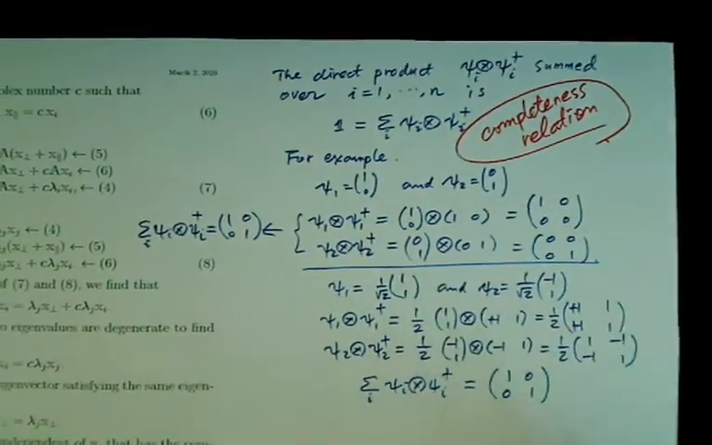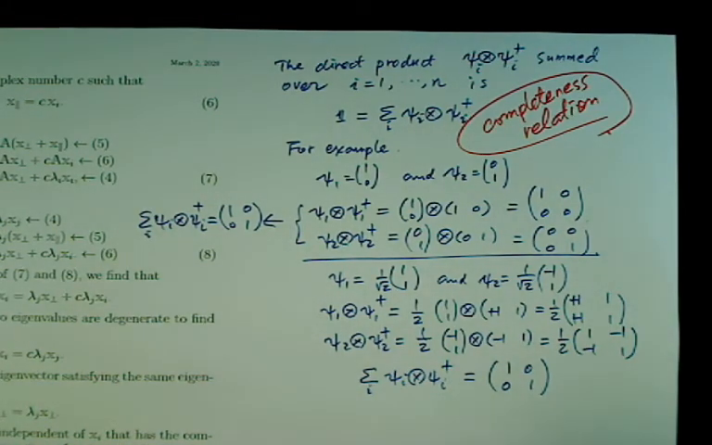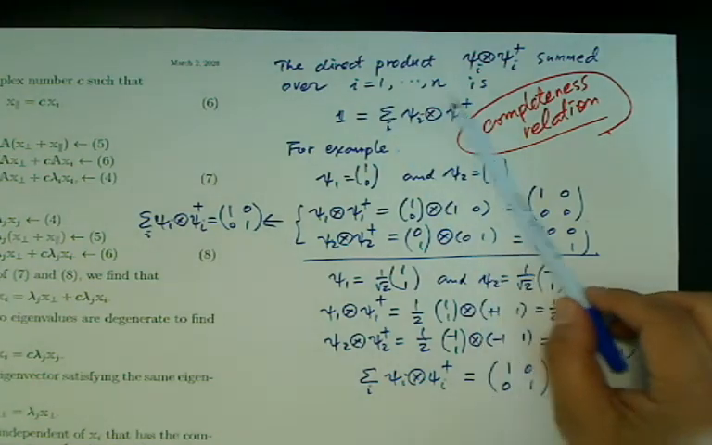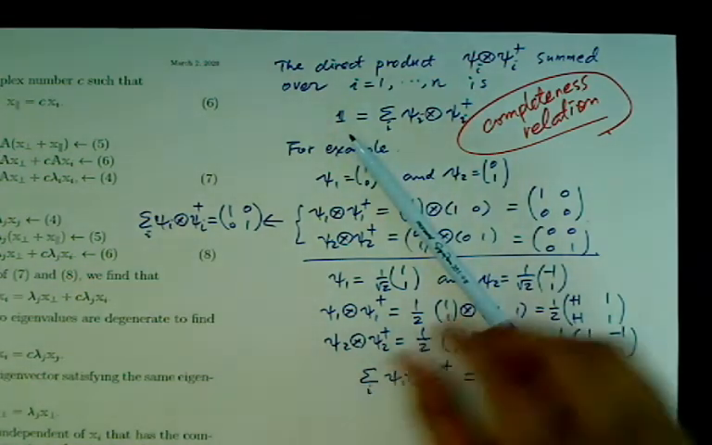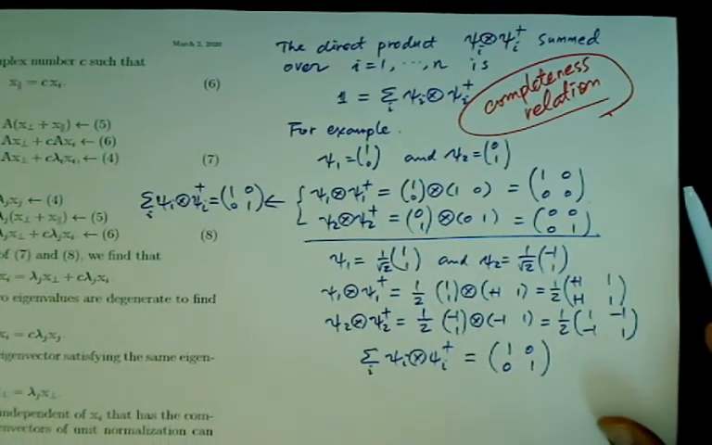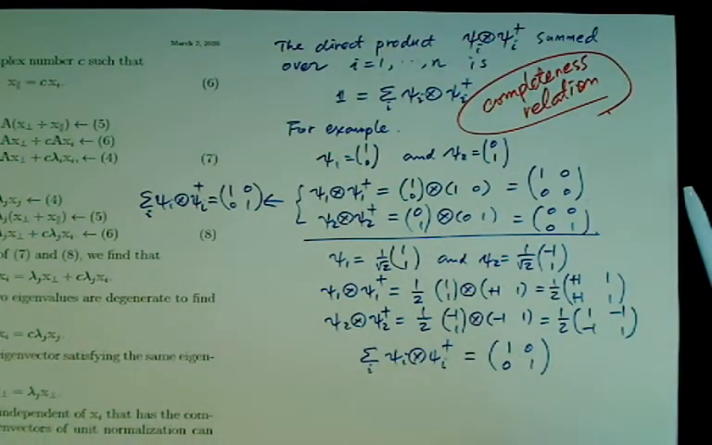All right. So let us consider the completeness relation. The direct product of psi i and psi i dagger, summed over the index, is actually the identity. This is because this is a complete set. This set of eigenvectors psi i is a basis of the Hilbert space we are considering.